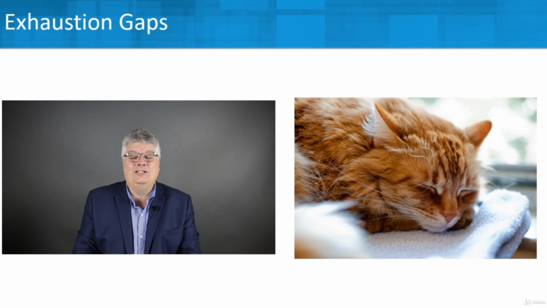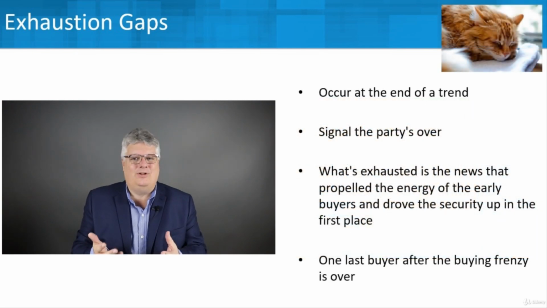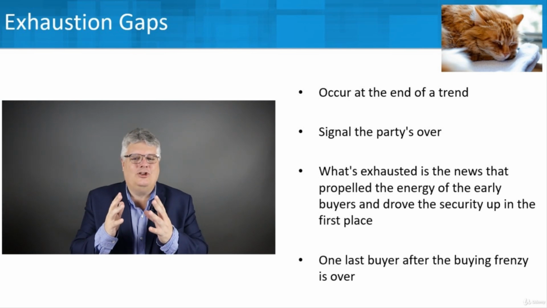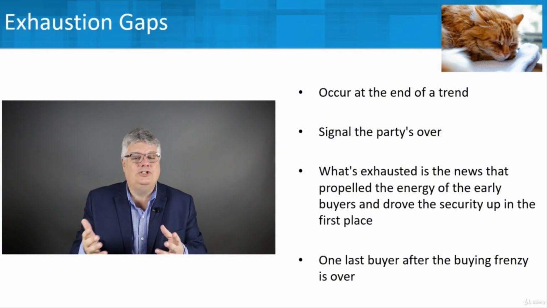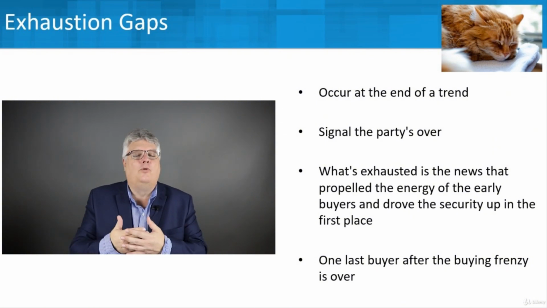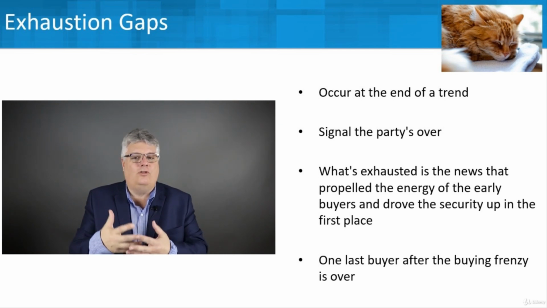And that's what we're going to talk about: exhaustion gaps, when they start to run out of steam. So what is an exhaustion gap? Well, it's all part of these uncommon gaps that we've been talking about, but exhaustion gaps occur at the end of a trend. And really what they're signaling is things are going to start changing, or the party's over. It's starting to end. We're getting exhausted. So what's being exhausted is the news or whatever's happened to propel the energy of the early buyers that drove the security up in the first place.